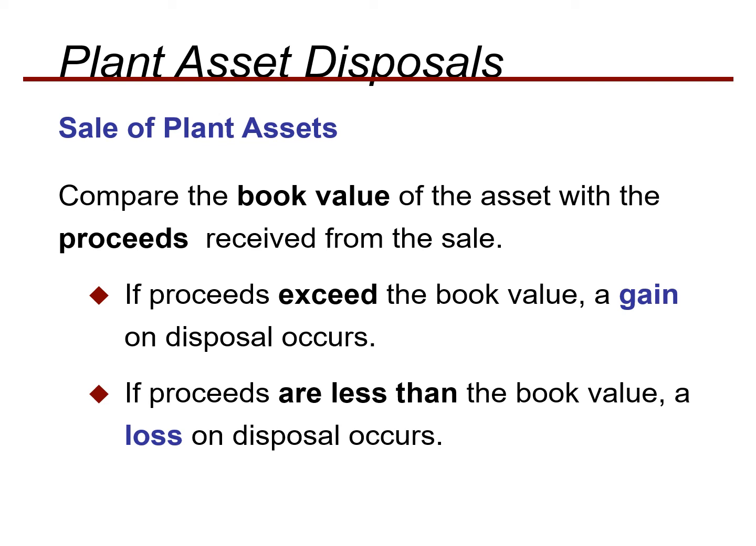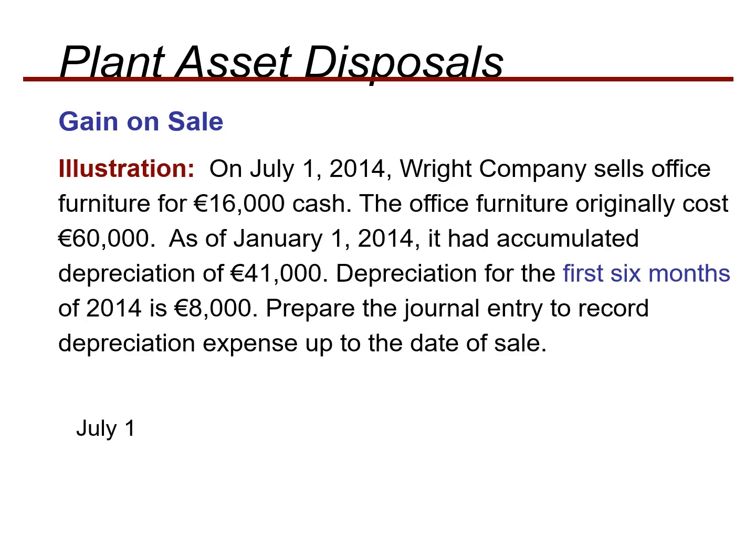So by comparing this, you see whether you have a gain on the sale of that asset or a loss. If proceeds exceed the book value, that means the amount you are getting from the buyer of that asset is more than your book value, obviously there would be a gain on disposal. And if the cash you are getting from the buyer is less than the book value, then this means that you have lost on the disposal of your asset.